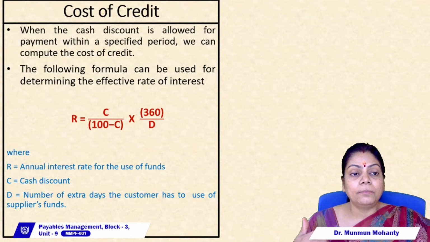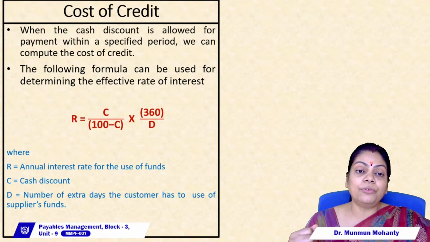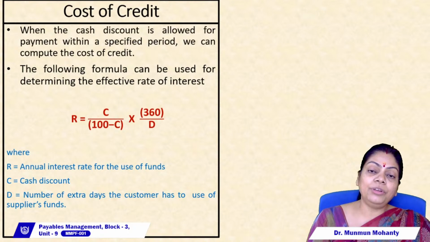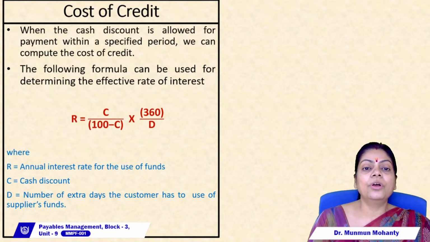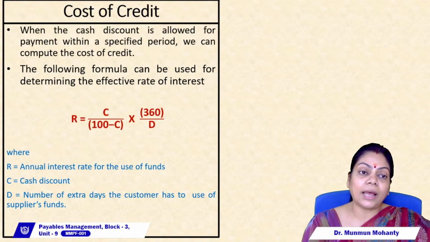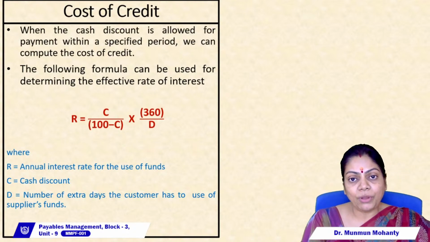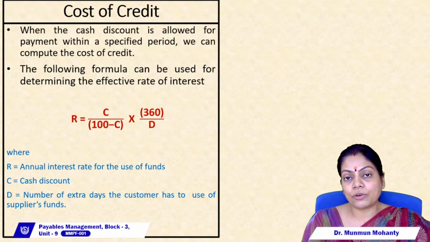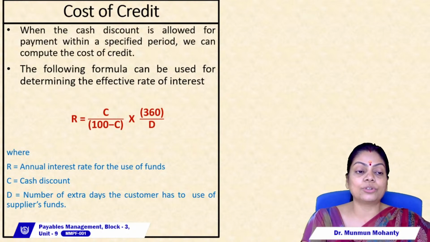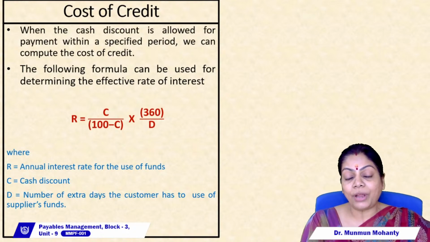Now, when we are talking about a cash discount, it is being allowed for a payment within a specified period. So within 10 days, I am allowing you 2% discount. Now, as I have been telling you, the moment we have a cash discount, we talk about a cost of the credit. Earlier, minus the cash discount, it is cost free, but with a cash discount, there is a cost involved. Now, what is that cost, and how can we compute that?